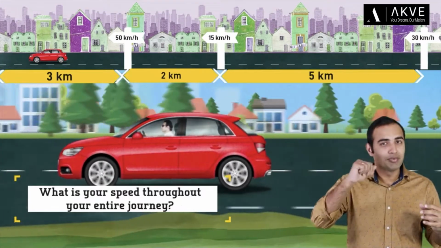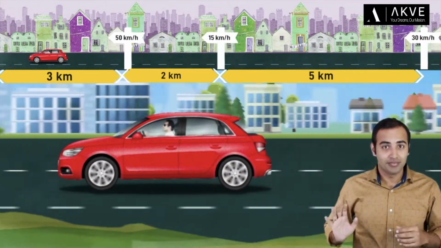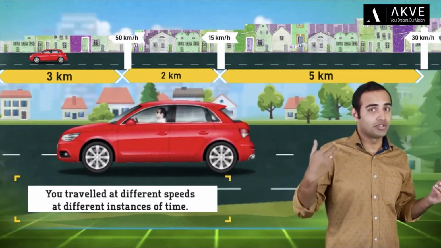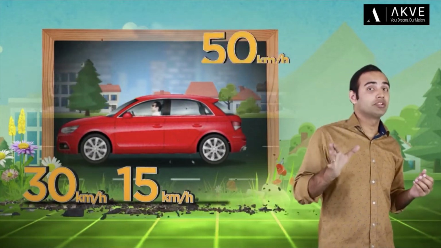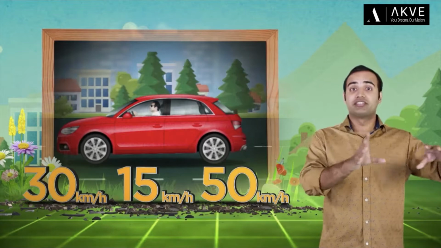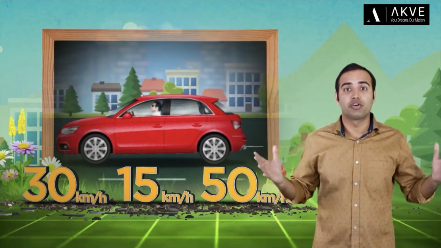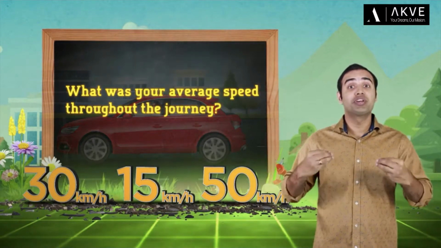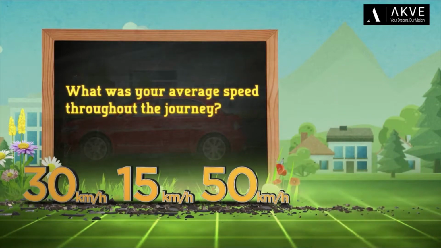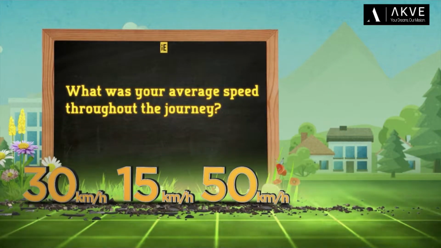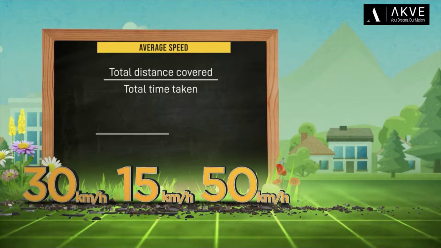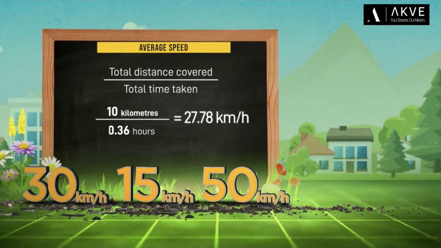Now, if you really think about it, it's an ambiguous question, right? Because you traveled at different speeds at different instances of time. For example, you traveled at 30 kilometers per hour, 15 kilometers per hour, and 50 kilometers per hour at different instances of time. So you did not travel at a constant uniform speed. So a more sensible question should be, what was your average speed throughout the journey? And from your previous standards, you already know that average speed is actually total distance covered divided by total time taken. In our case, this comes out to be 10 kilometers divided by 0.36 hours or 27.78 kilometers per hour.